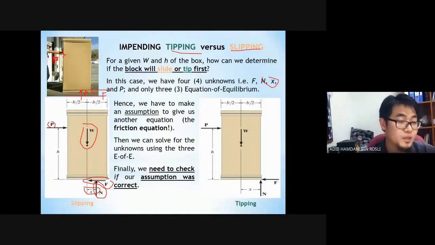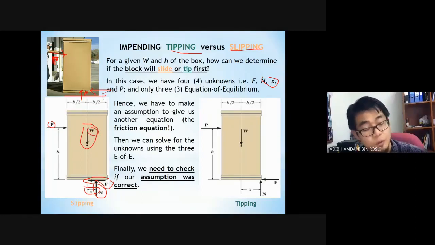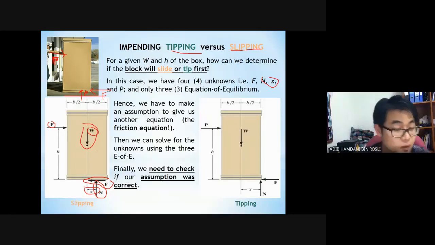Okay, I forgot to mention, regarding your W, it acts at the center of gravity. That's what you have learned in chapter 9, right? So this N will act at a point which is a distance X from your center of gravity. If it is like this, then you are making an assumption that the block will slide first, right?